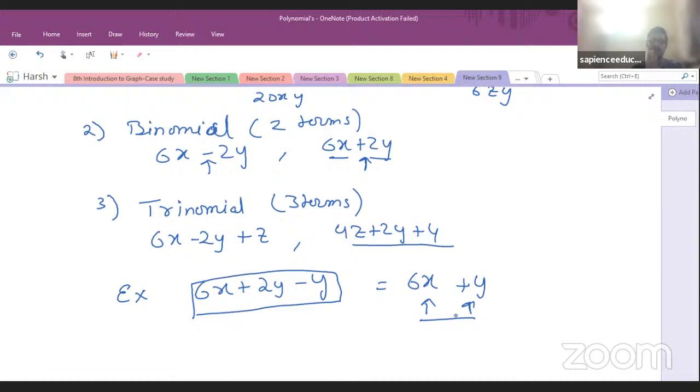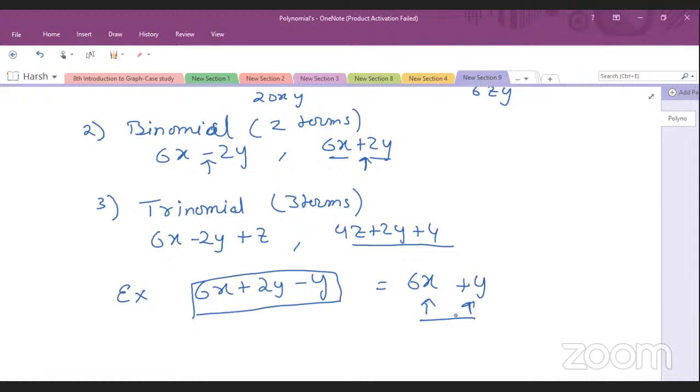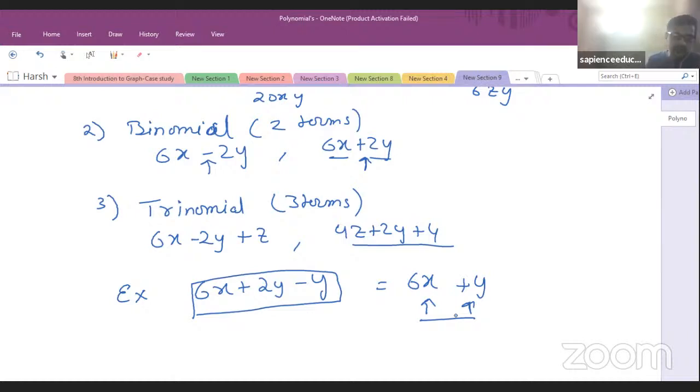All numbers, whether rational or irrational, are polynomials, and they are known as constant polynomials. Also, 0 is a polynomial which is known as the zero polynomial. A polynomial consisting of one term, namely 0, is called a zero polynomial.